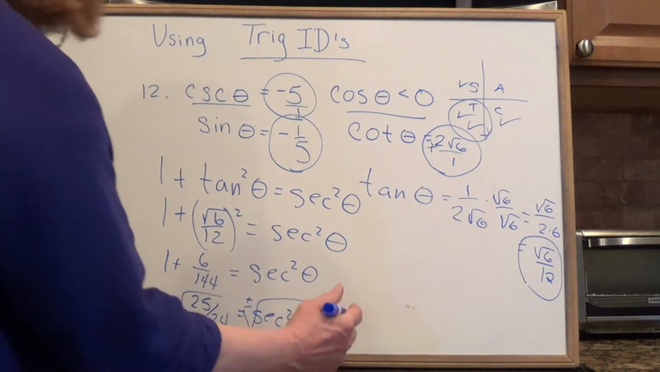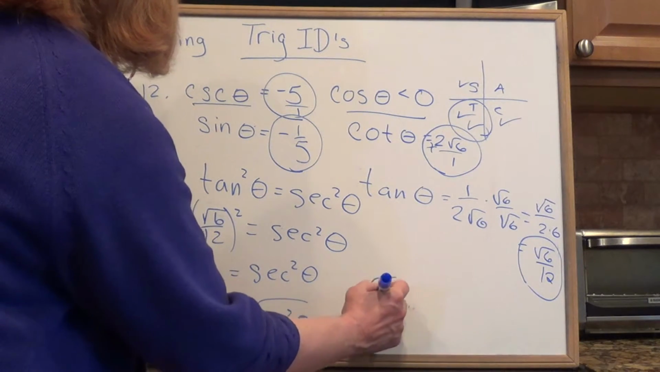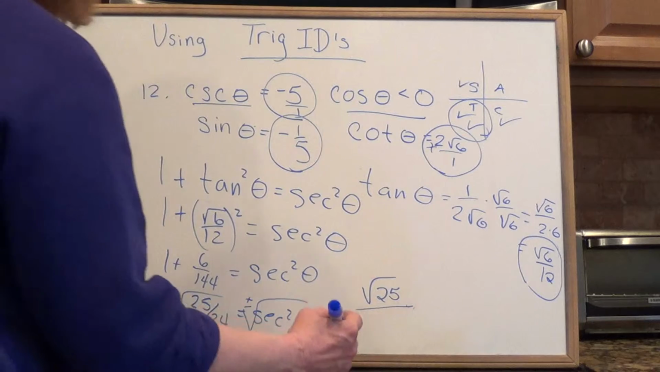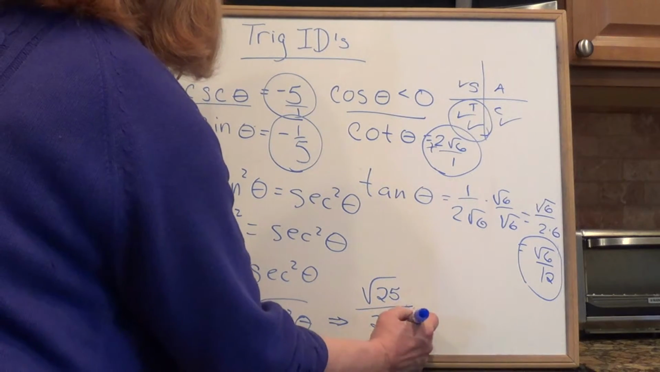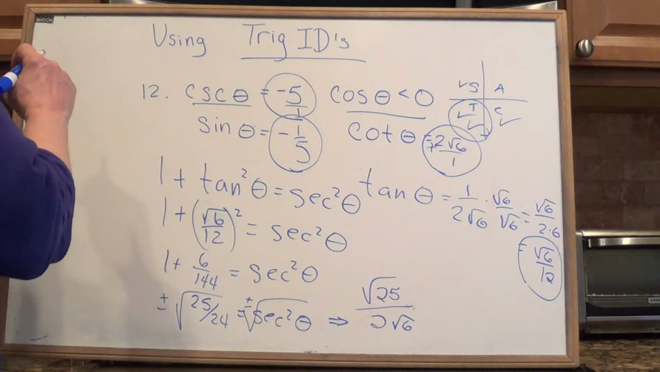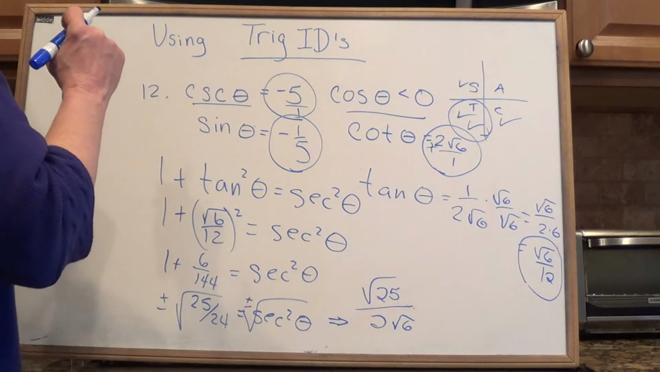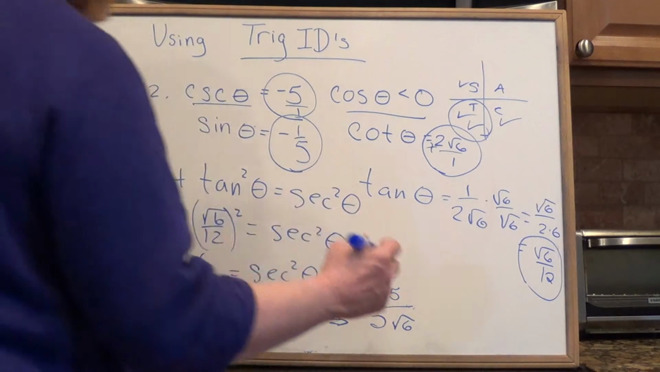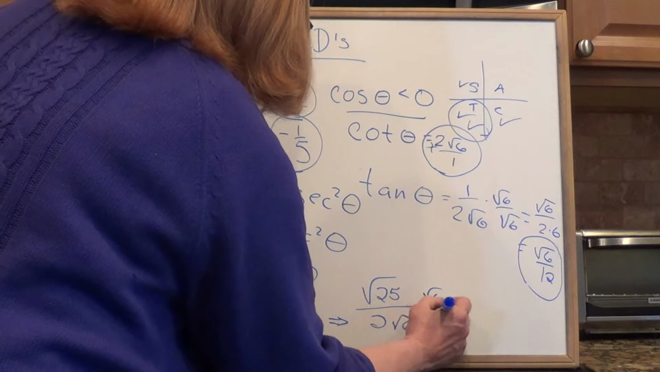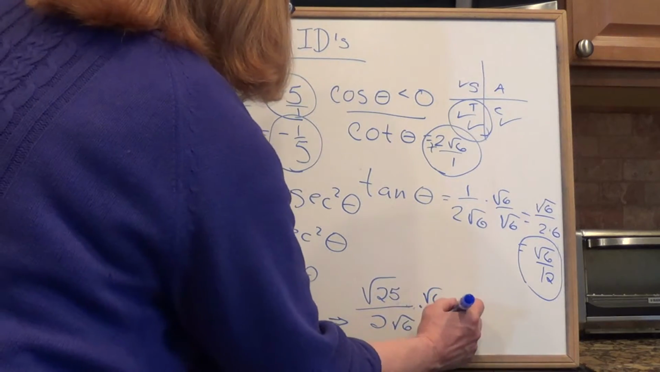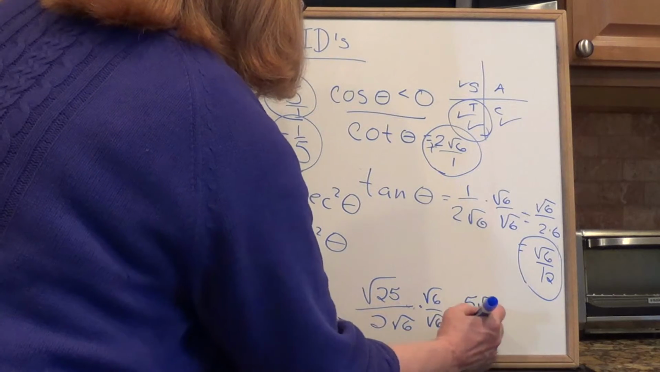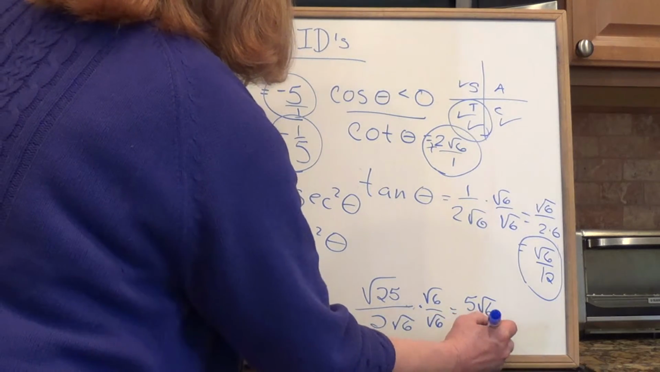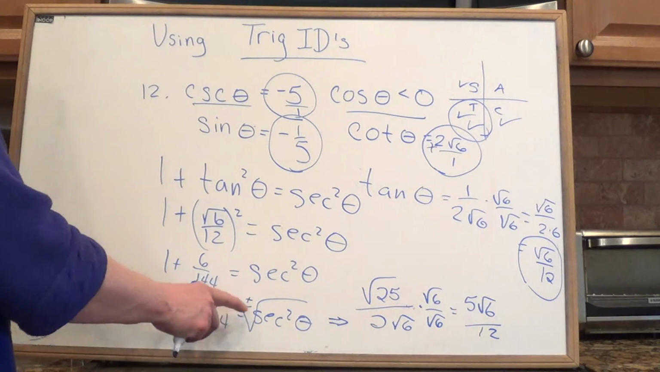So I have square root of 25 over the square root of 24. And the square root of 24 is square root of 4 times square root of 6, or 2 square roots of 6. So now I have to rationalize that. And all this is my secant work. So when I rationalize that, I have to multiply by square root of 6 over square root of 6. Square root of 25 is 5. And square root of 6 times square root of 6 becomes 6 times 2 is 12. But the question is, do I use the plus or the minus?